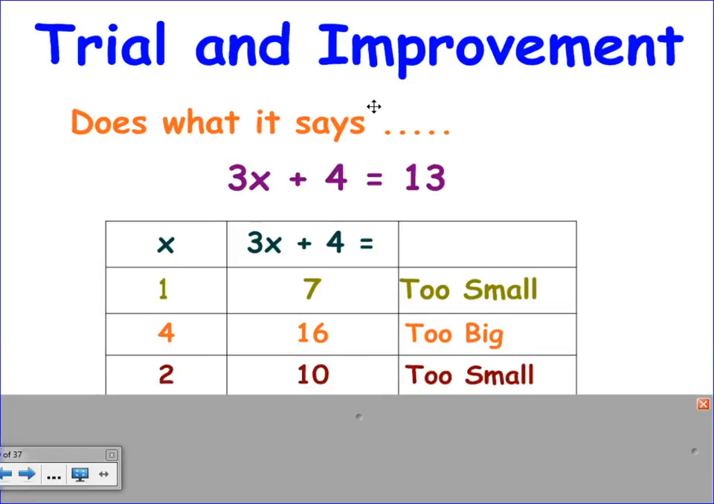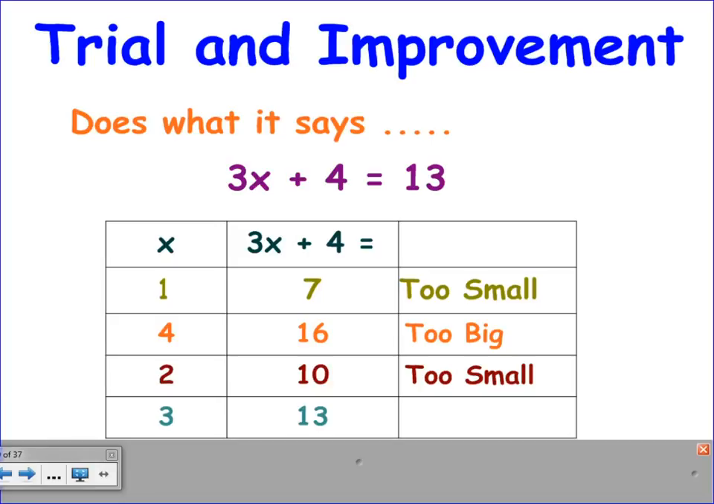You can go on what's in the middle. Let's try 2. 2 times 3 is 6, plus 4 is 10. Too small. So I then try 3. 3 times 3 is 9, plus 4, 13. That's trial and improvement, really basic.